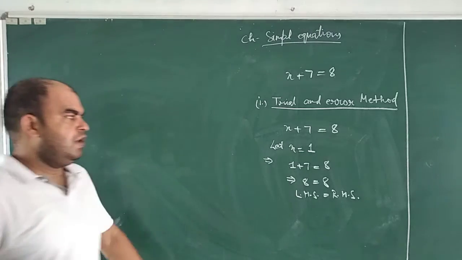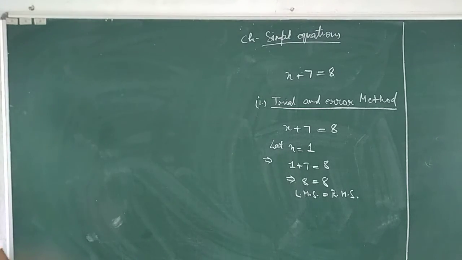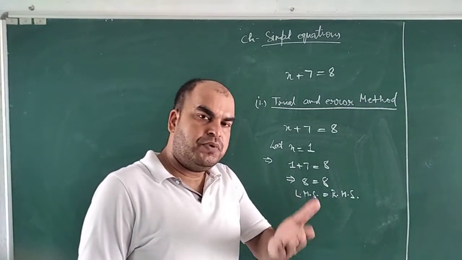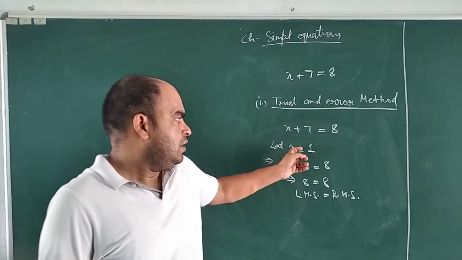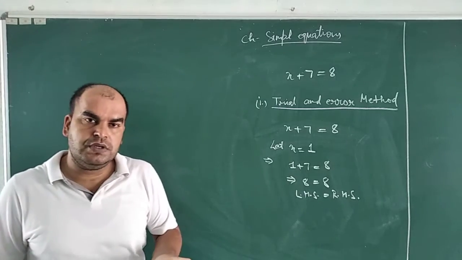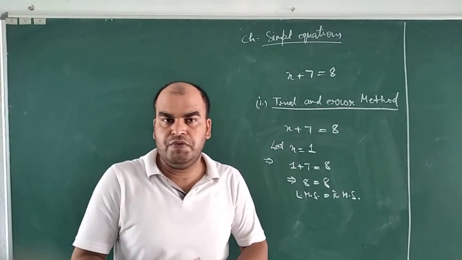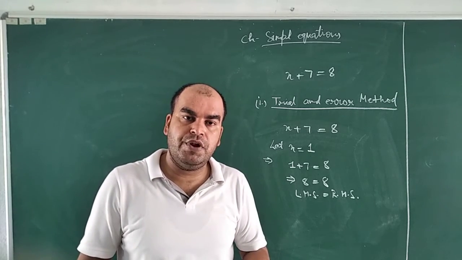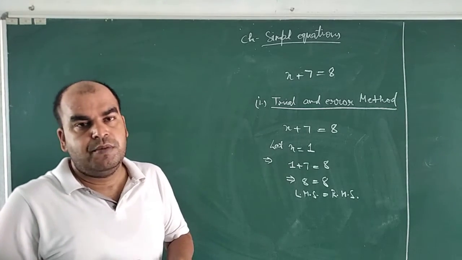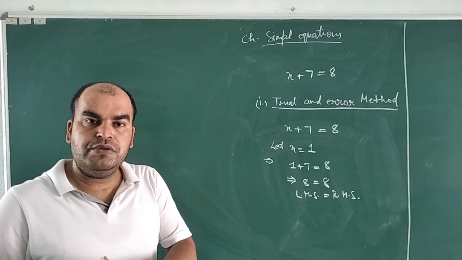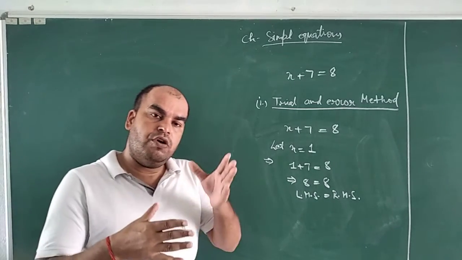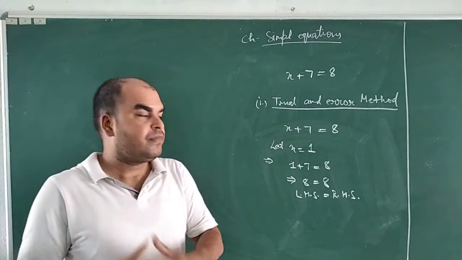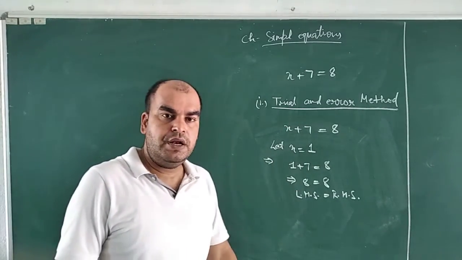So you try it, and in the first value only you got the solution. Suppose at x equal to 1 you are not getting the solution, you have to check for another value. Again you are not getting it, again you have to check for another value. By this way, by putting different values, you can check for which value your equation is satisfied or not. So this is trial and error.